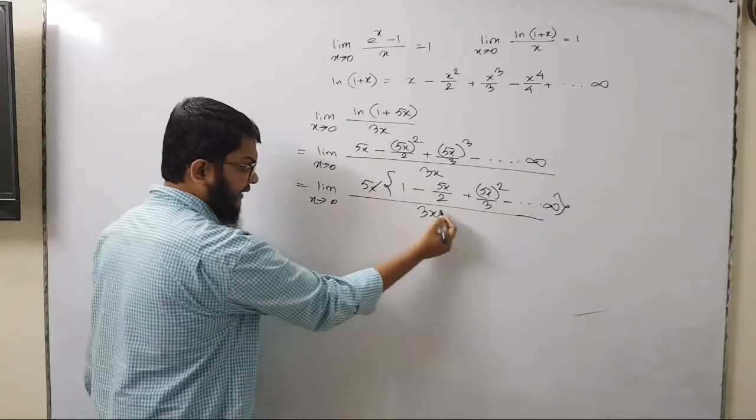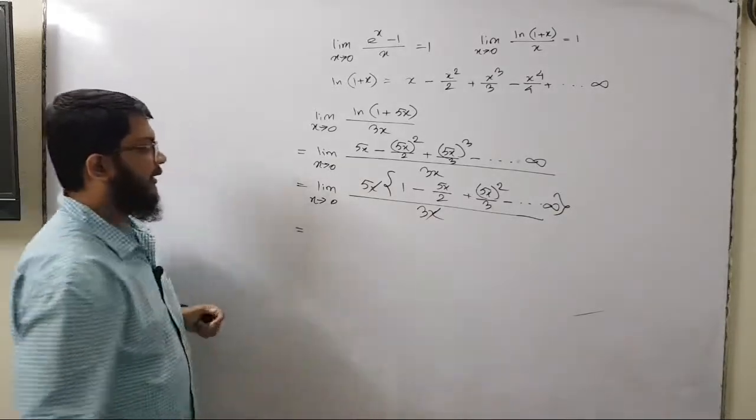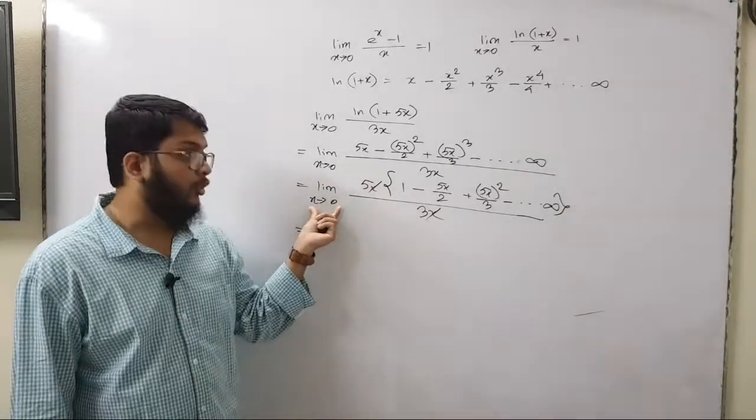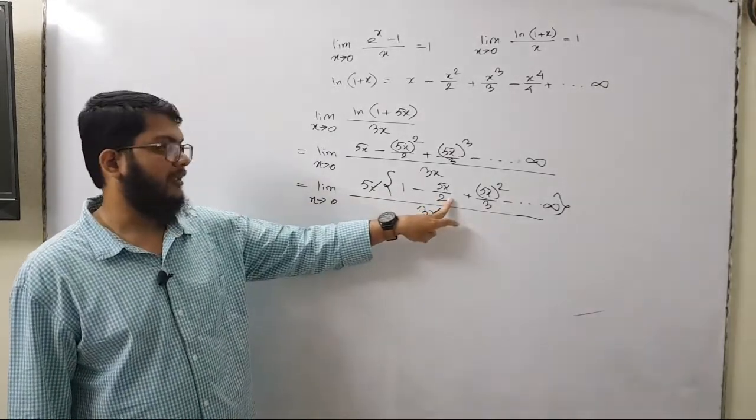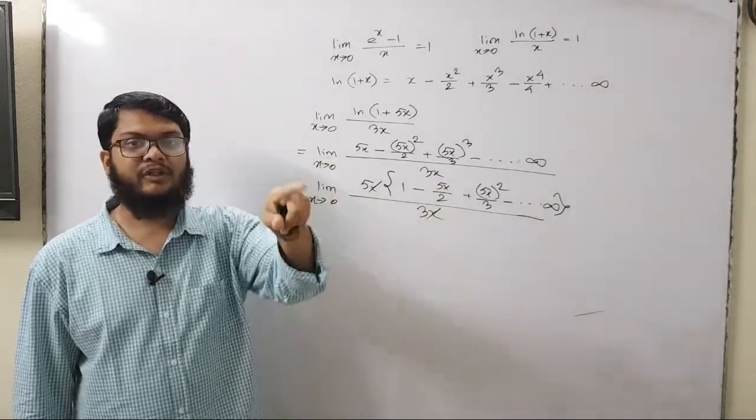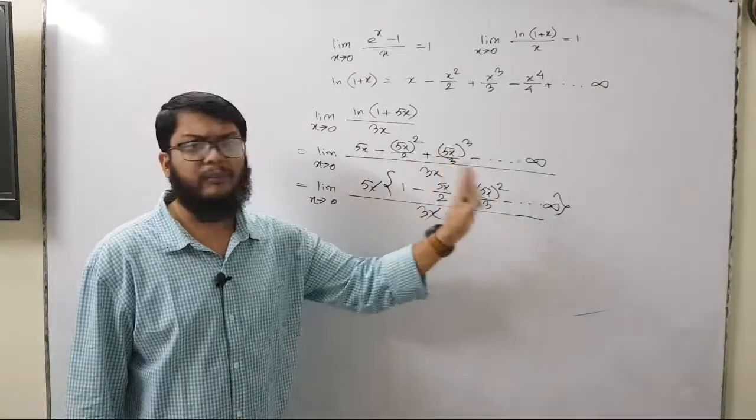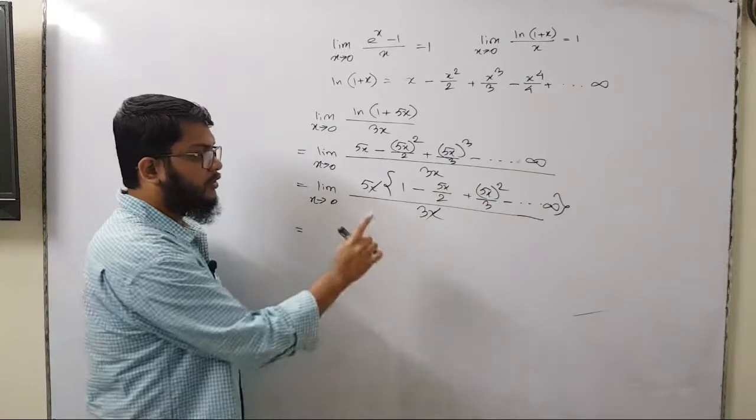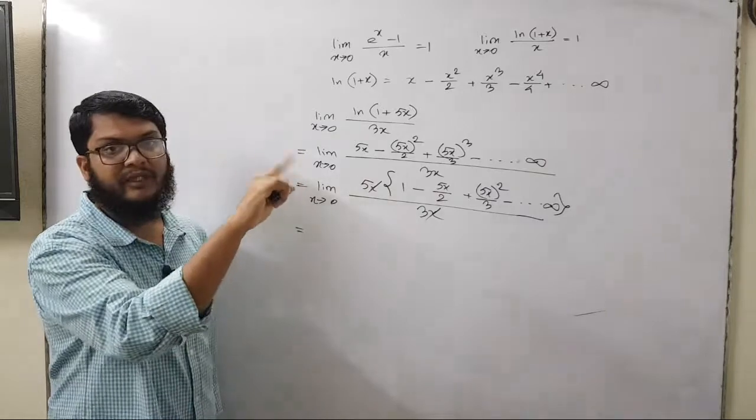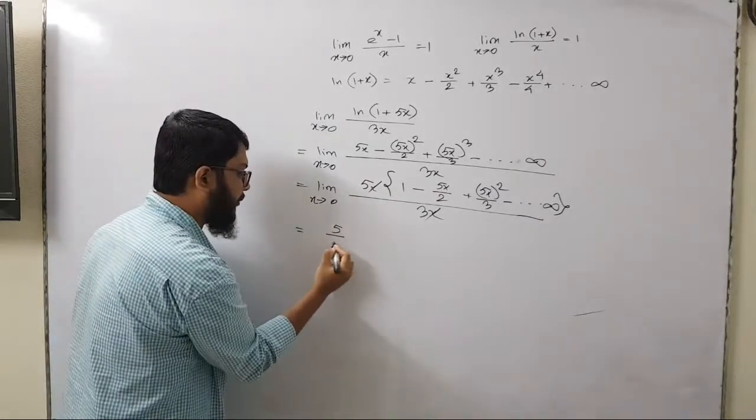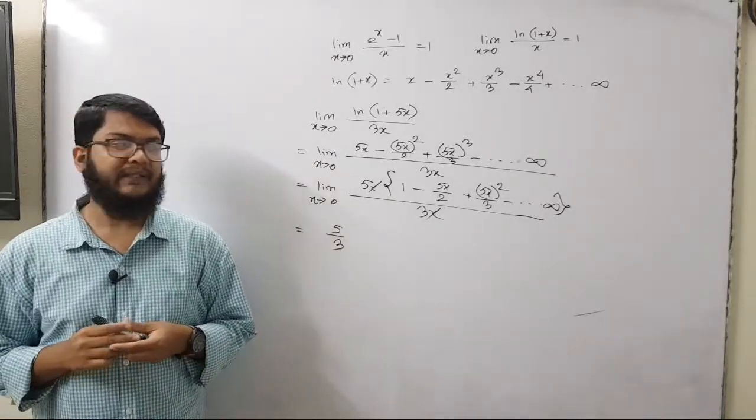So this x and this x cancel out, and now if you put the value of x as 0, what would you get? You would get this term equal to 0 because x is 0, so 5 times 0 is 0. So this will be 0, this will also be 0, and all the remaining terms will be 0. So you have only 1 here multiplied by 5 divided by 3, which is 5 by 3 times 1. So the result will be 5 by 3. Right? So this is very easy.